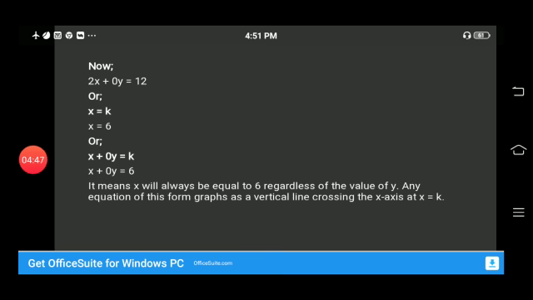It means now 2x plus 0y is equal to 12, as x is equal to k and x is equal to 6. So what we will do? x plus 0y is equal to k, x plus 0y is equal to 6. It means x will always be equal to 6 regardless of the values of y.